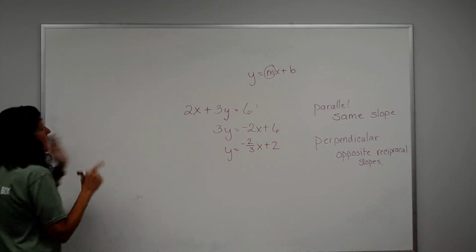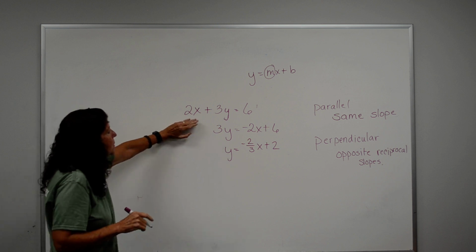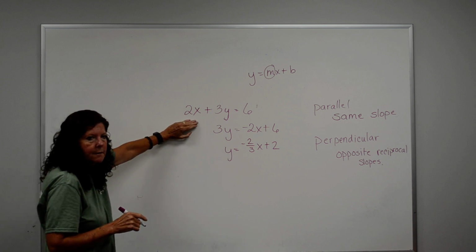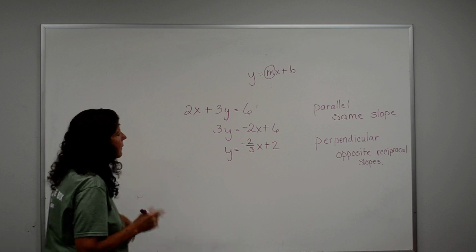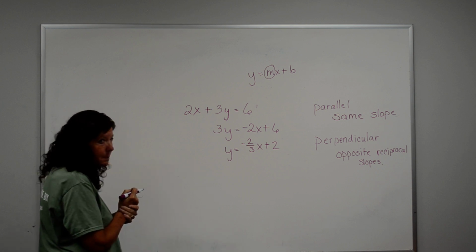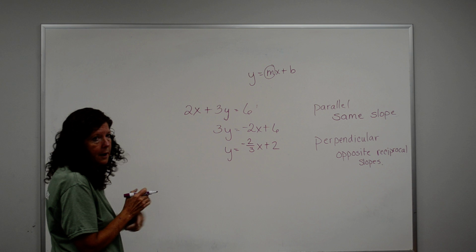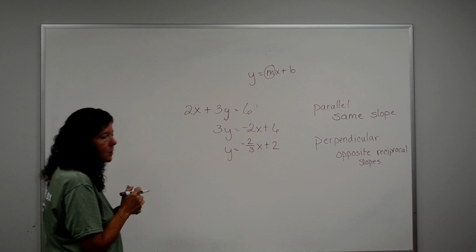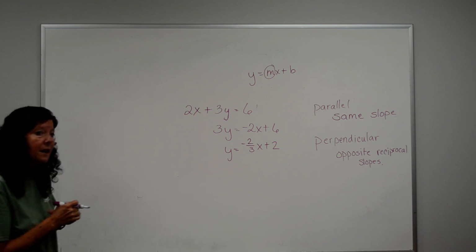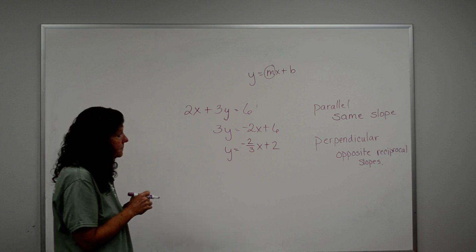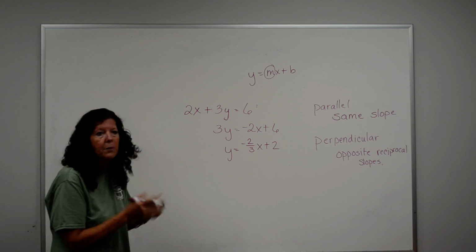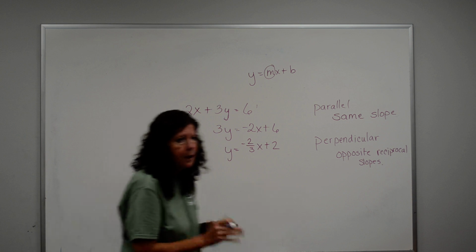Okay. If I said, what's the slope that's parallel to this? Okay, what would I have? If it's parallel to this line? The negative 2 over 3. Negative 2 over 3. If I said perpendicular, what would the slope be? 3 over 2. Perfect. Okay. All right.